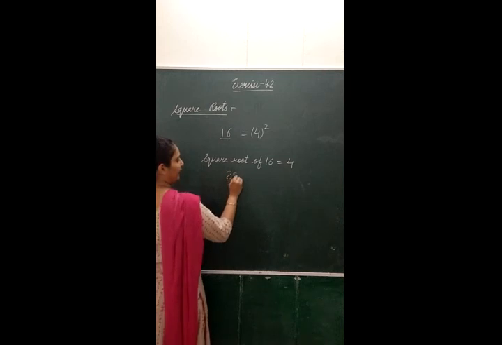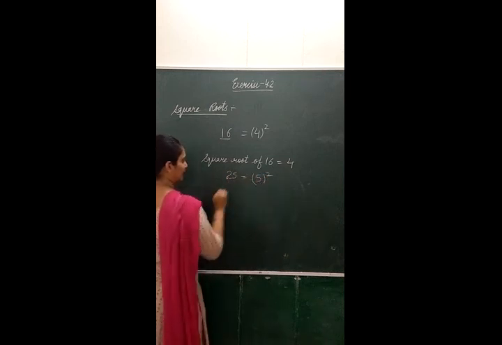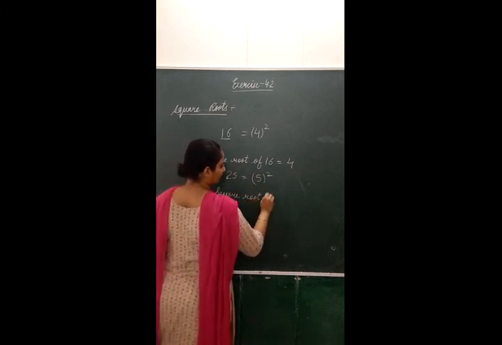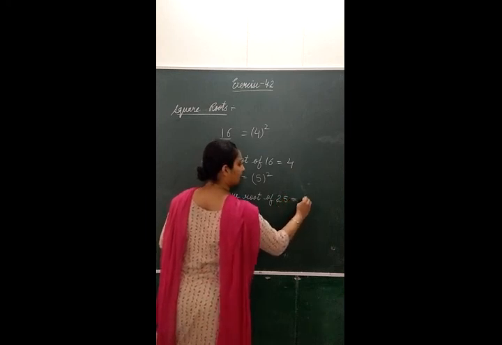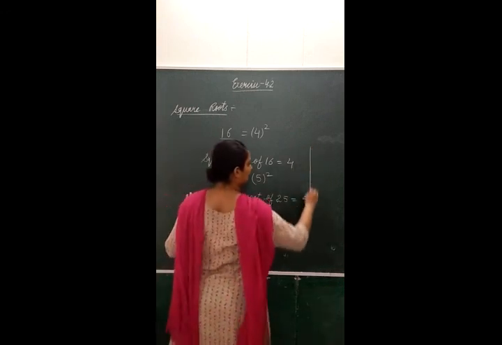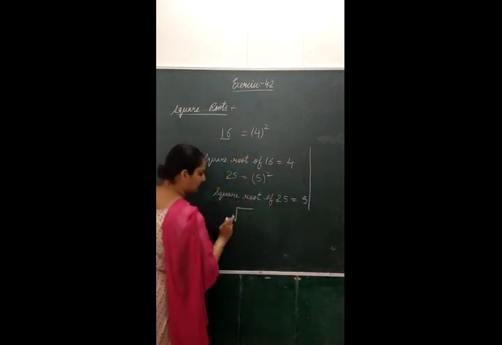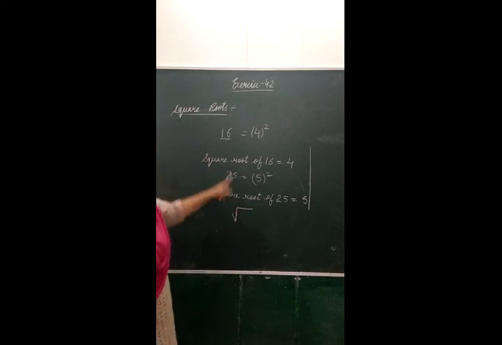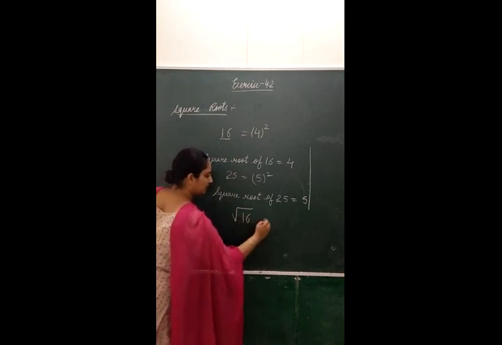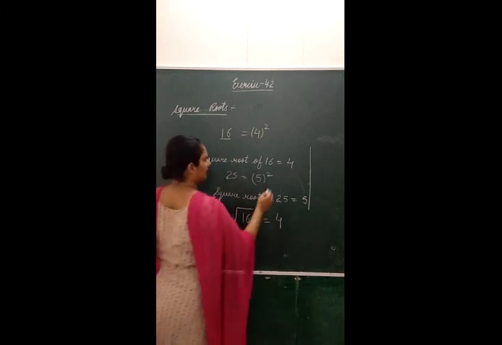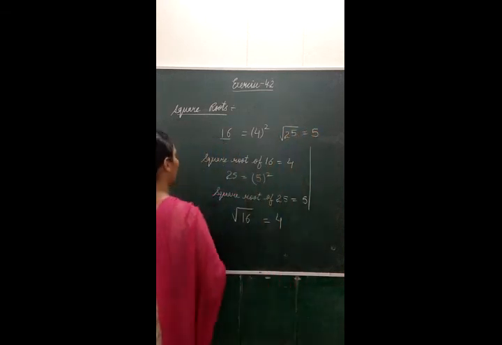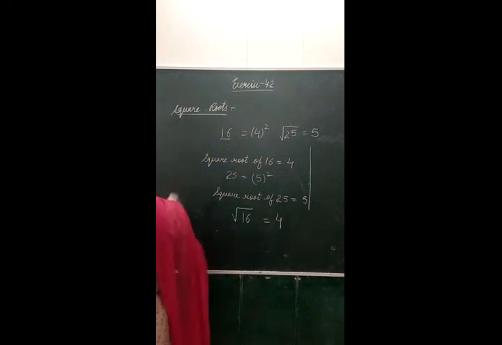Similarly, if we write 25, then 25 is 5 square. Then the square root of 25 is 5. And to represent it in the short form, we write it as this. This is the denotation for root, square root. So, square root of 16 equals 4. Similarly, square root of 25 is 5. So, this is how we consider the square roots.